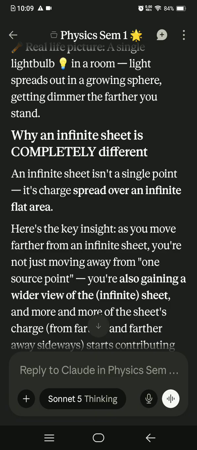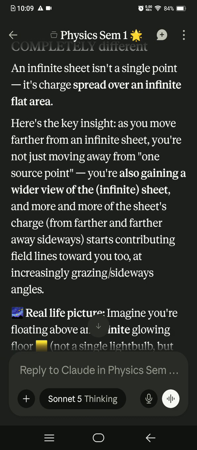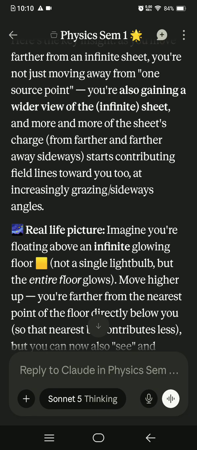An infinite sheet isn't a single point; it's charge spread over an infinite flat area. Here's the key insight: as you move farther from an infinite sheet, you're not just moving away from one source point, you're also gaining a wider view of the infinite sheet and more of the sheet's charge. From farther and farther away, points far out sideways start contributing field lines toward you too, at increasingly grazing sideways angles.